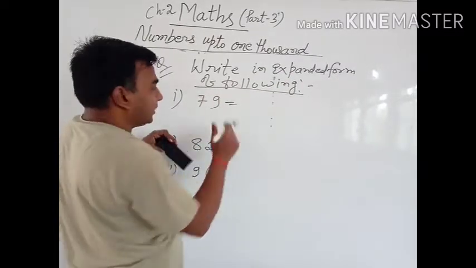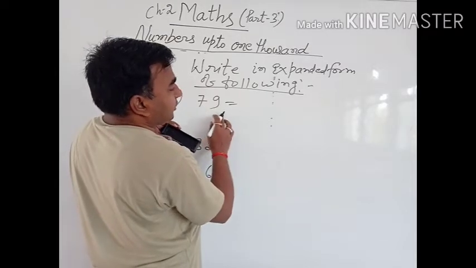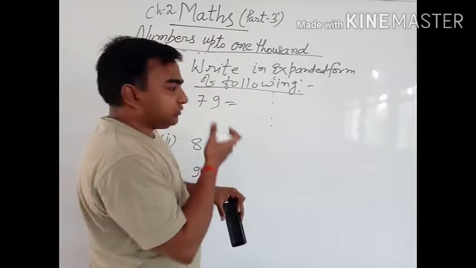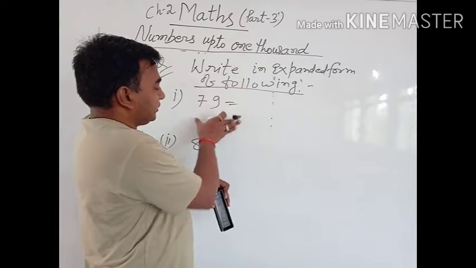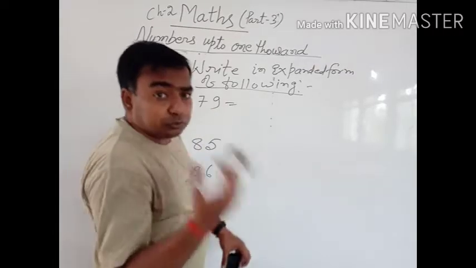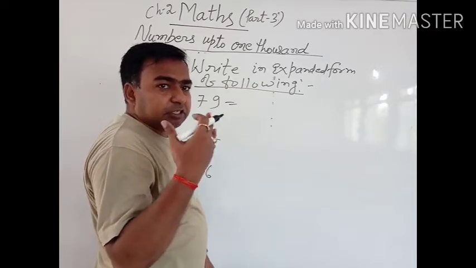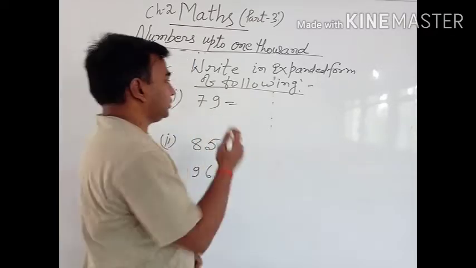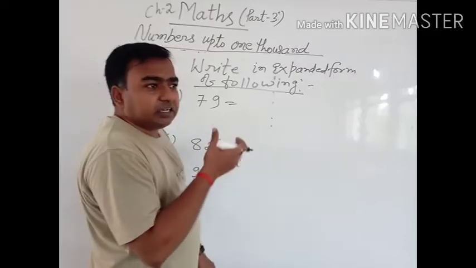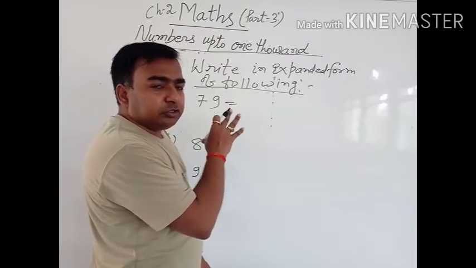We have to write the expanded form of 79. How can we write it? Already I told you that we can write the given number in expanded form in two different ways. So whichever way or method is easy for you all, you can use. Once again I am going to write both ways.